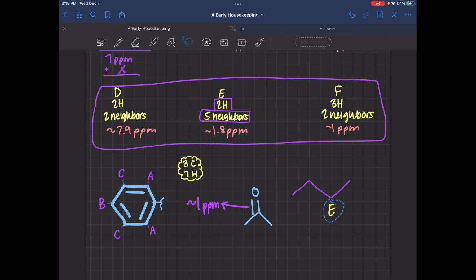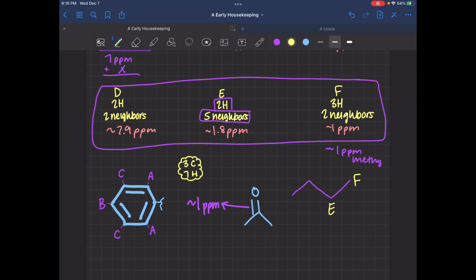Let's see. Let's make sure everything adds up. We've got this here. Let's look at F. F has a ppm of 1. What does that coincide with? A methyl group. A methyl group has 3 hydrogens. It's all coming together. Okay, so we've got this.